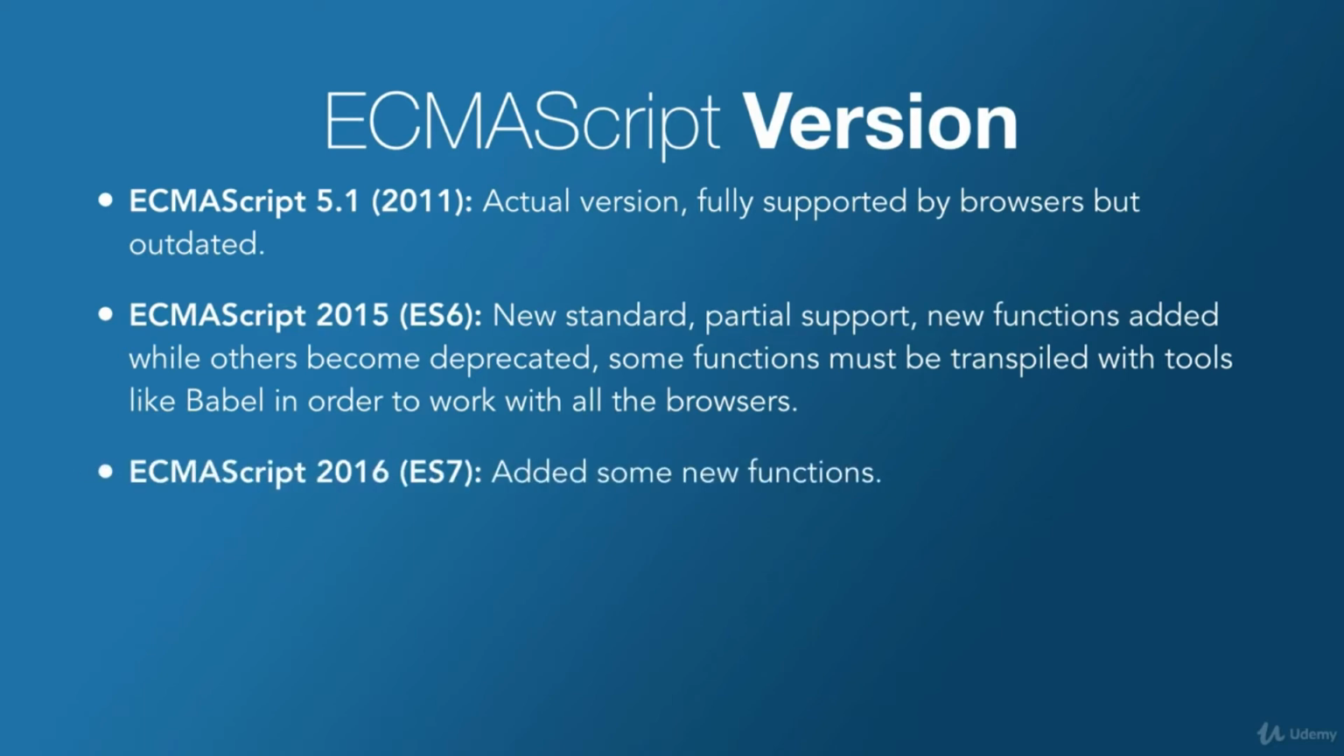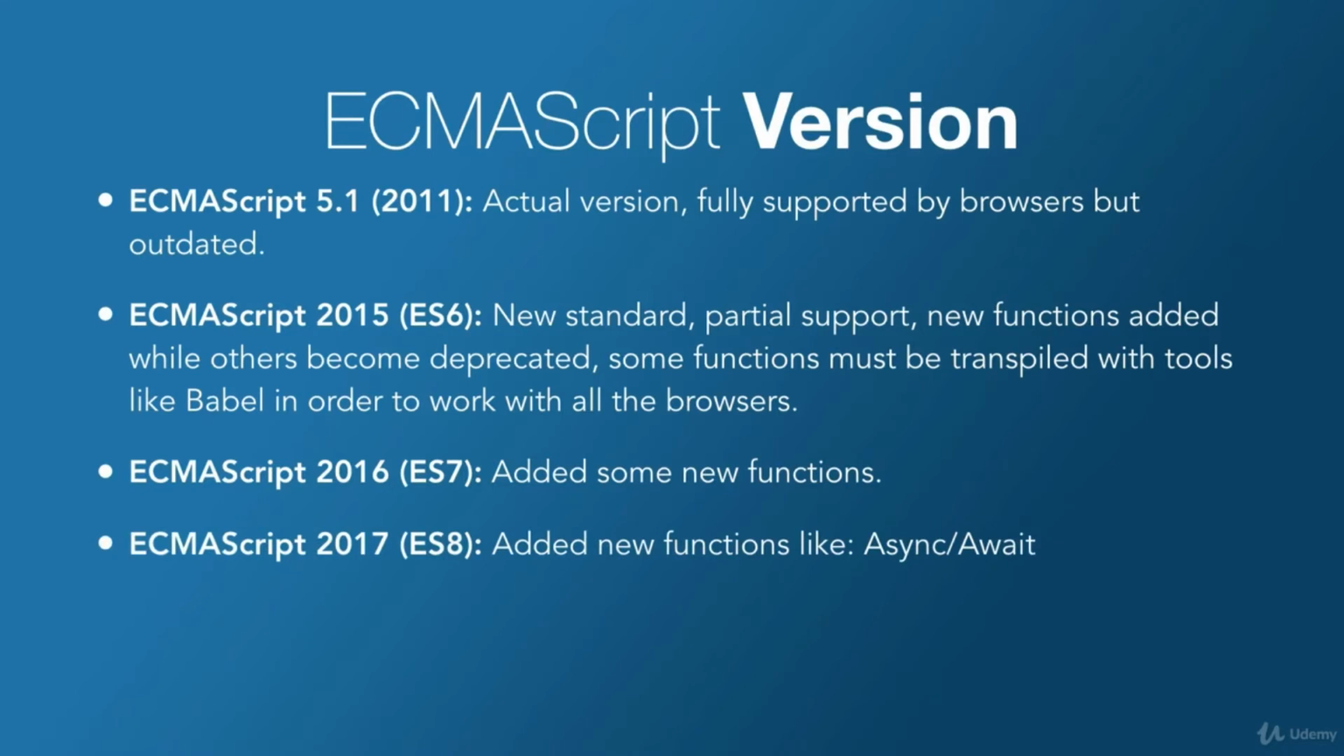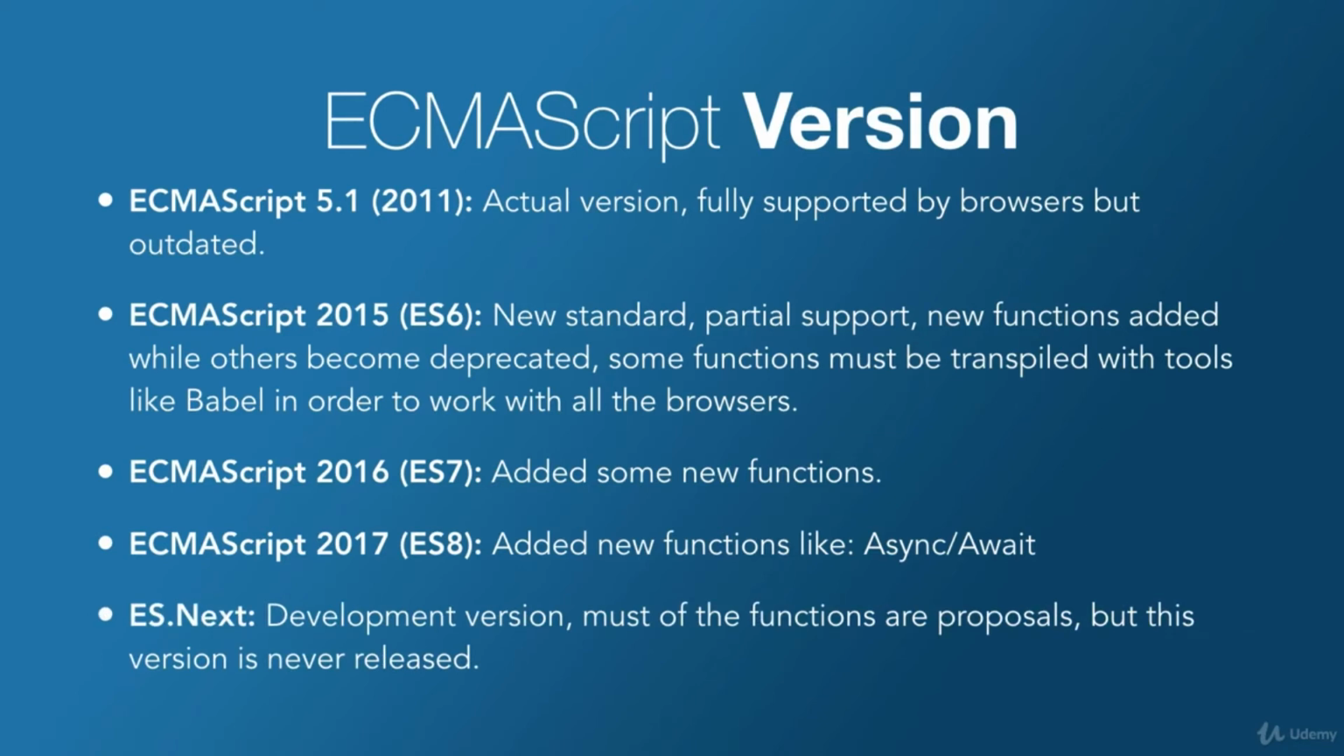There is also ECMAScript 2016, which is ECMAScript 7. It added only a few functions. Then we have ECMAScript 2017, which is ECMAScript 8, and it also added new functions. The most important is async await, which you are going to learn in this course also. And there is another version called ES Next. This is the development version, and most of the functions are proposals. Something important about ES Next is that this version is never released, because it always refers to the development version.